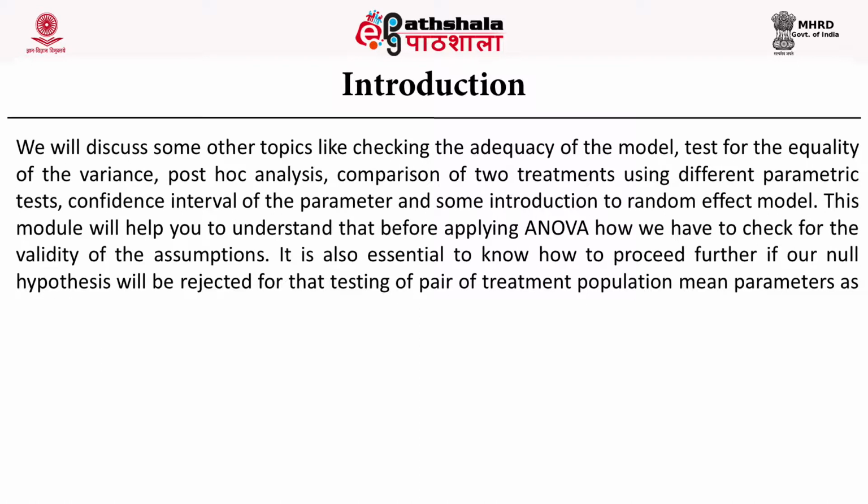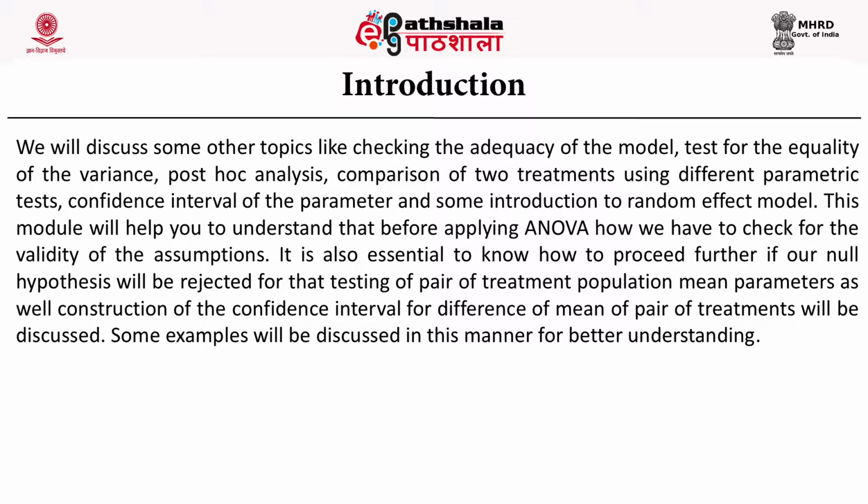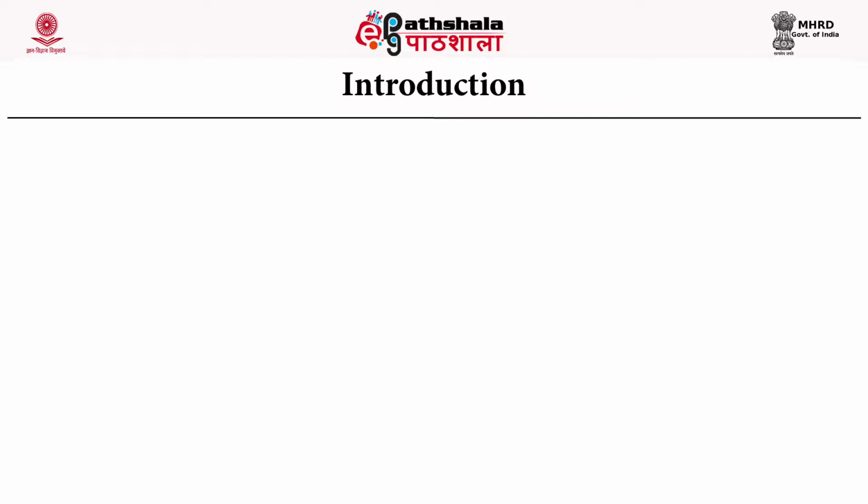This module will help you understand how to check the validity of the assumptions before applying ANOVA. It is also essential to know how to proceed further if our null hypothesis is rejected. For that, testing of pairs of treatment population means, as well as construction of the confidence interval for the difference of the means of pairs of treatments, will be discussed. Some examples will be discussed for better understanding.